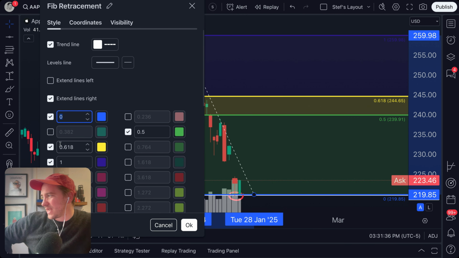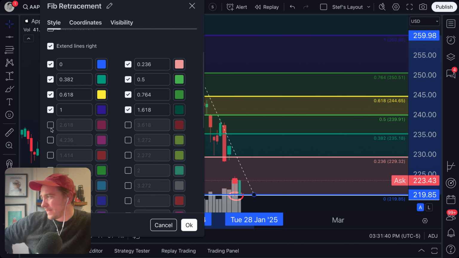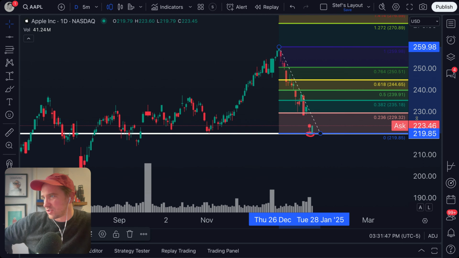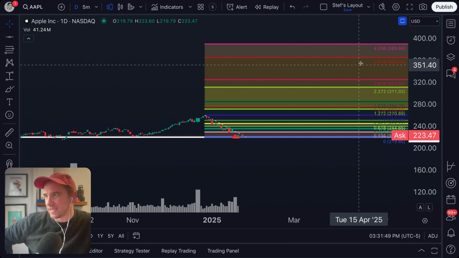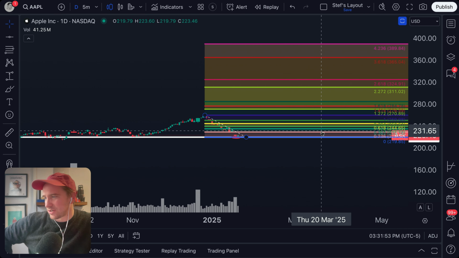So if you want to see as many Fibonacci ratios as possible, depending on your starting and ending point, just make sure you select all these boxes, and it will draw those ratios out pretty far on the chart. In fact, let me just really shrink it. You can see it's just massive if you keep drawing them out naturally.